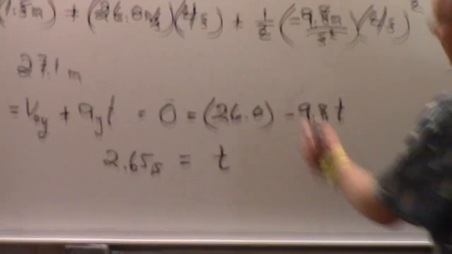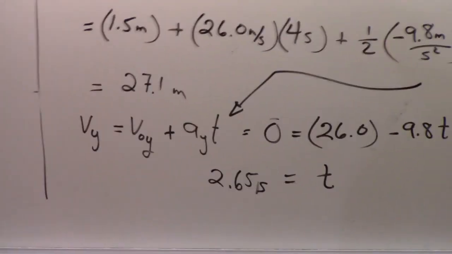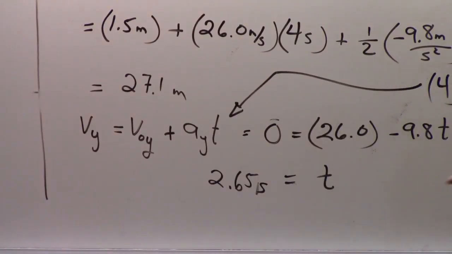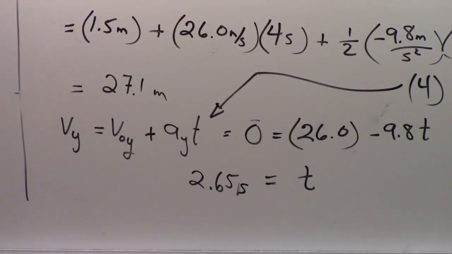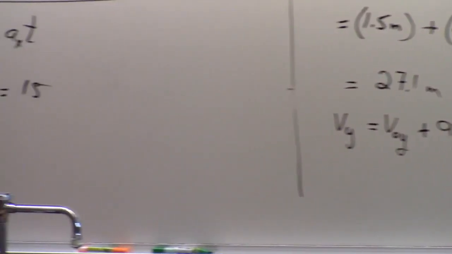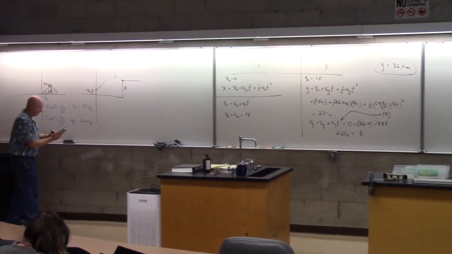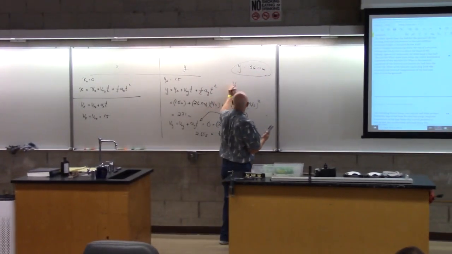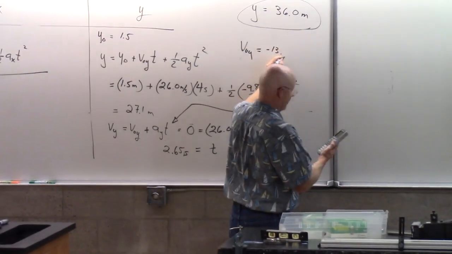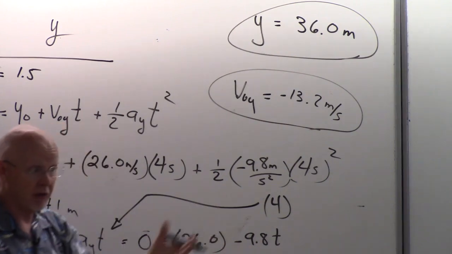How would we get the vertical speed? Right here, we would put 4 seconds into here. Let me do that real quick. The initial speed in the y direction is 26 minus 9.8 times 4 gives me a negative 13. Let me emphasize that it is a negative. What does that tell me? It's way down, which I already figured out.